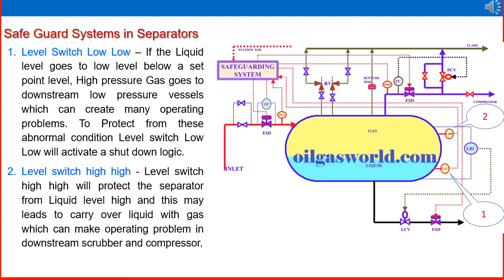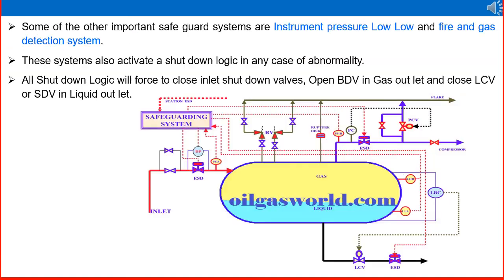Similarly, level switch high, marked as number 2 in the picture, will protect the separator from high liquid level. If the liquid level goes high, liquid will carry over with the gas, which can cause operating problems in the downstream scrubber or compressor. Some other important safeguard systems are instrument pressure low and the fire and gas detection system. Many others are there that we will study in coming slides.